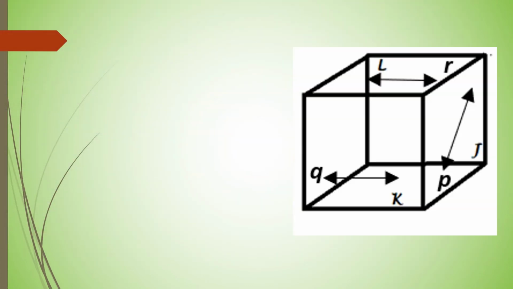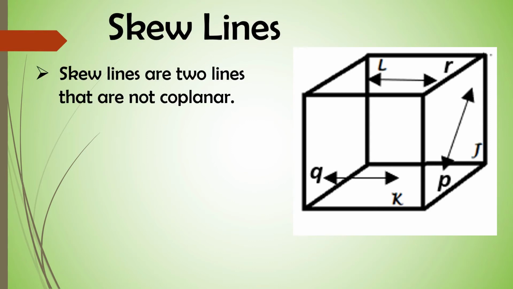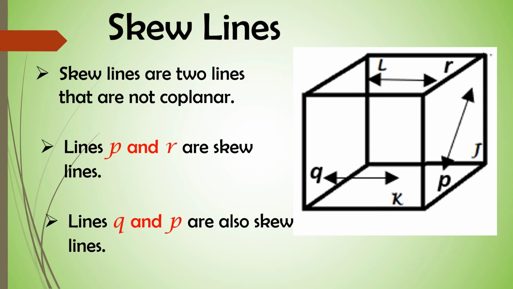We have here a figure having lines drawn on it to describe the last pair of lines. It is a box containing the front, back, top, bottom, and the two sides. The names of the three planes were given. We have plane J, plane L, and plane K. Skew lines are two lines that are not coplanar. They do not lie on the same plane. So lines P and R are skew lines. Lines Q and P are also skew lines.